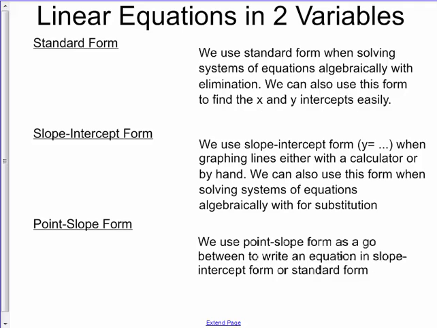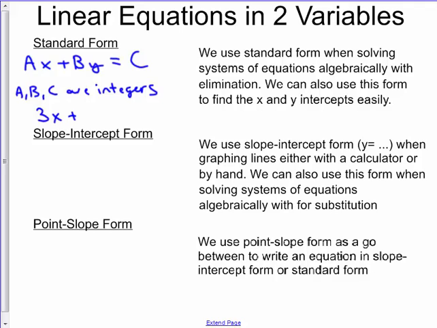So the first thing we're going to take a look at is linear equations in two variables, some different forms that we have. The first one, ax plus by equals c, that's standard form. We use standard form when solving systems of equations algebraically using elimination. It's also a nice way to find x and y intercepts easily. The a, b, and c are simply integers. X and y are my variables. So an example, 3x plus 5y equals negative 8. We'll look at this a little bit more later.